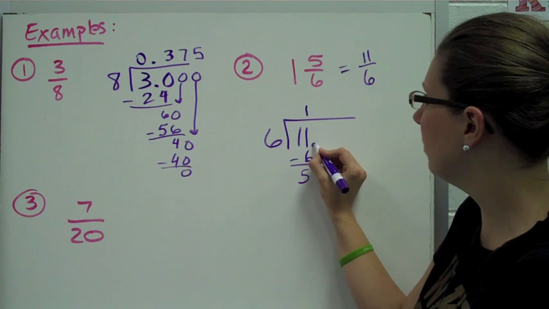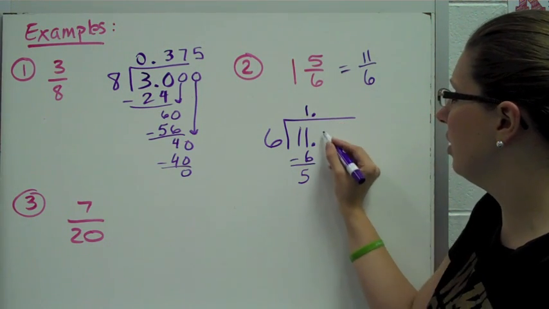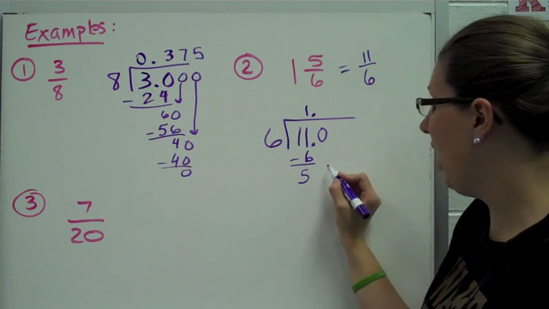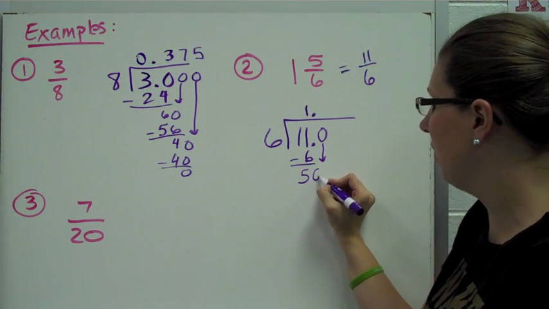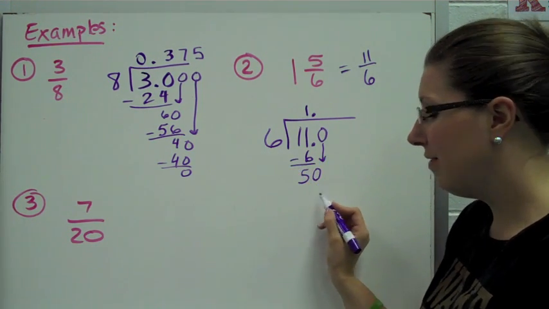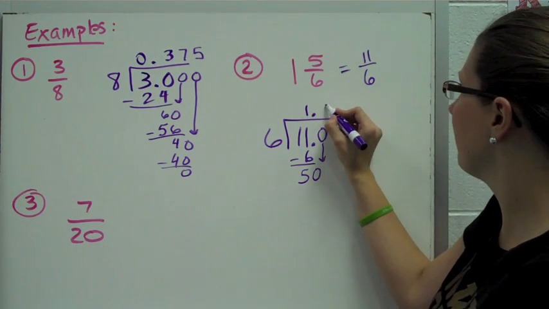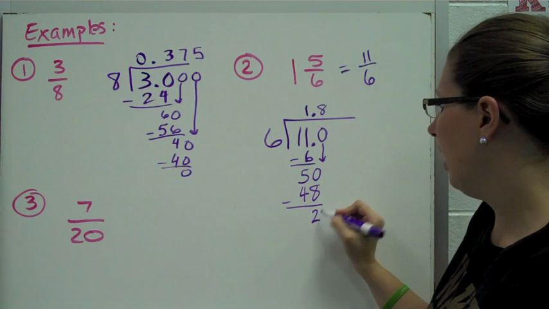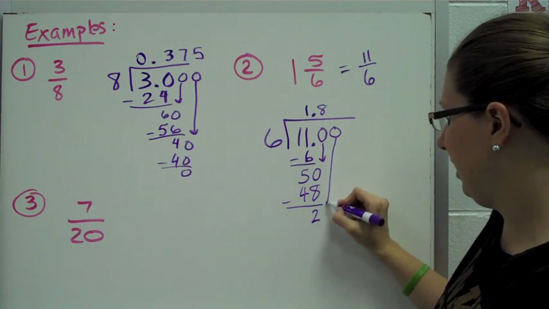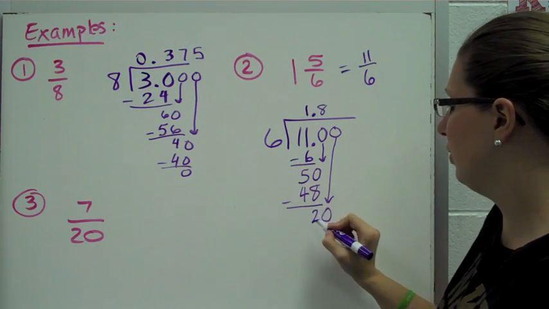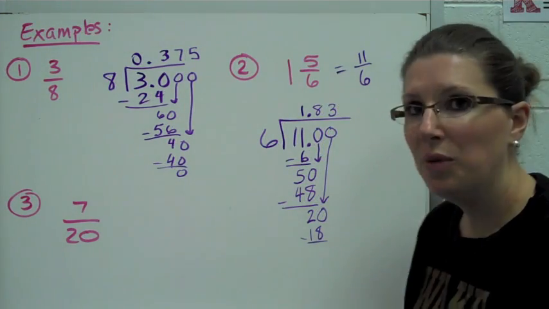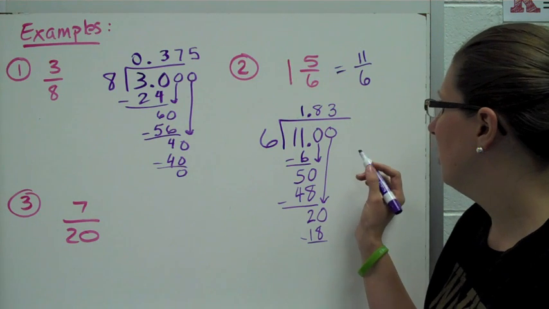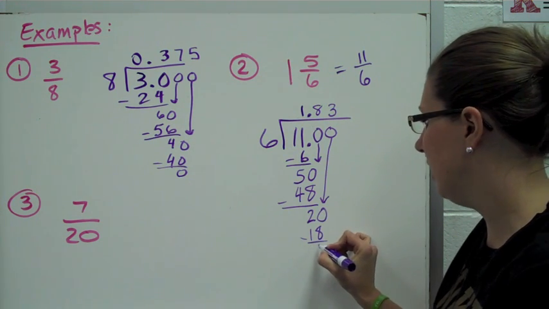Now we're going to put our decimal here because we've got no more digits to go. So add a decimal, bring it up, add a 0, and bring it down. 6 goes into 50 8 times. 8 times 6 is 48. Subtract, and you're left with 2. Add a 0, bring it down. 6 goes into 20 3 times. And when you're multiplying 6 times 3, you get 18. So 20 take away 18 is 2.